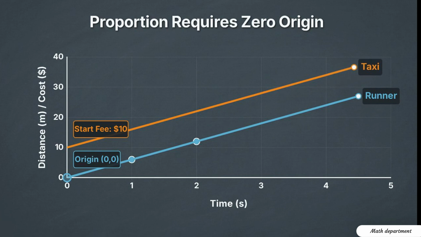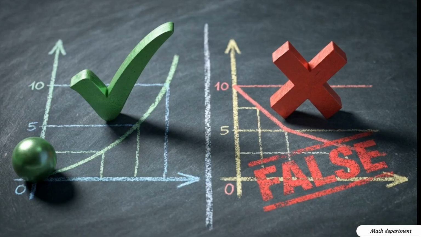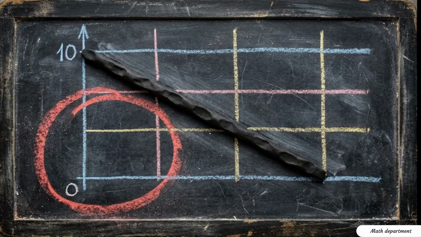But look at this second line. Imagine a taxi ride that charges a $10 starting fee before the car even moves. The rate of the fare increases steadily, so the line is straight. But because of that starting fee, it hits the axis at 10, not 0. Therefore, it is not a true proportion. Plotting your data exposes false proportions instantly. It proves that just because a rate is constant doesn't mean it is proportional.